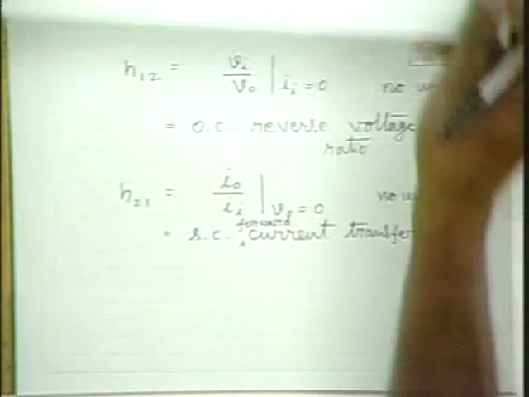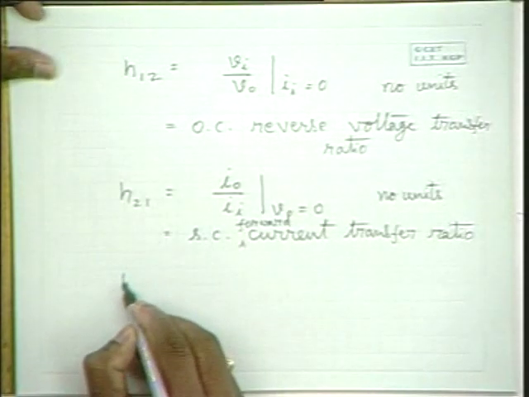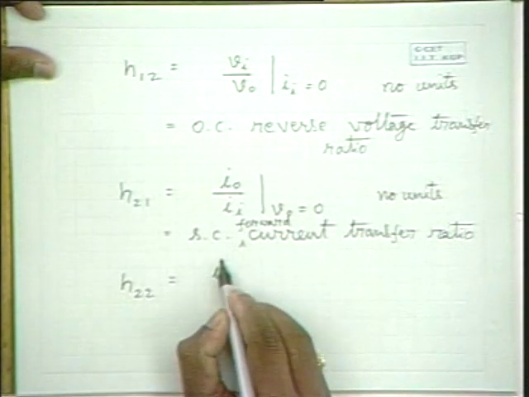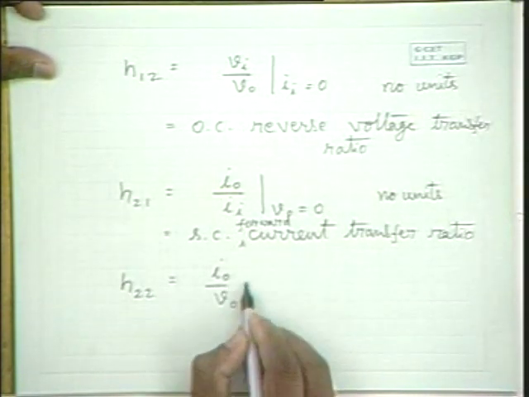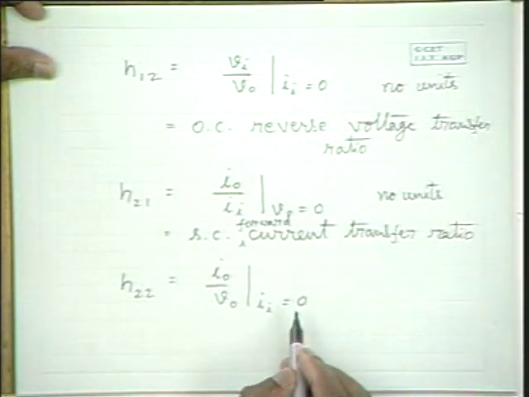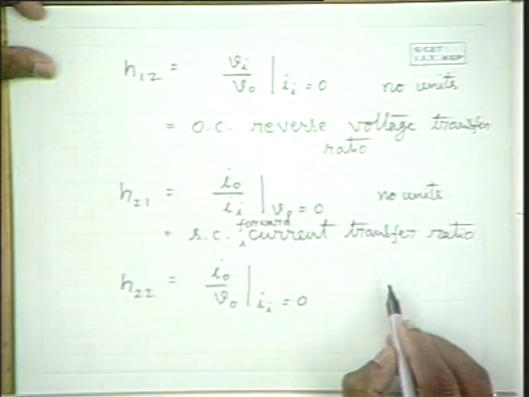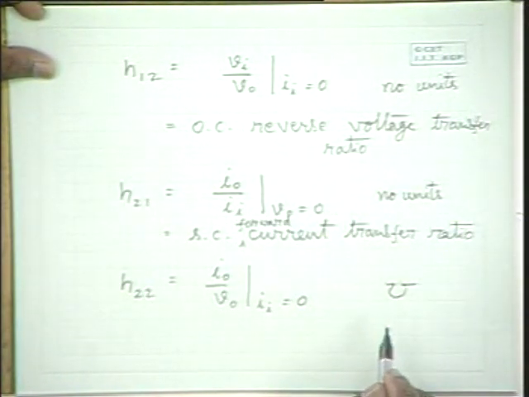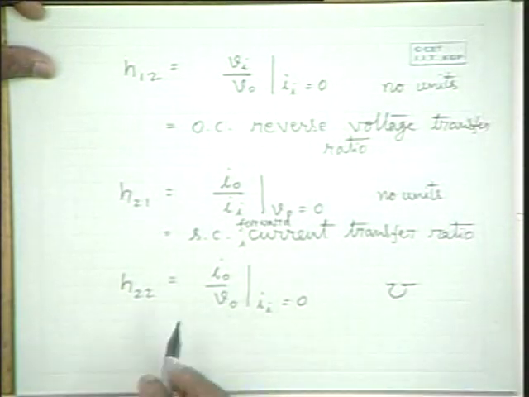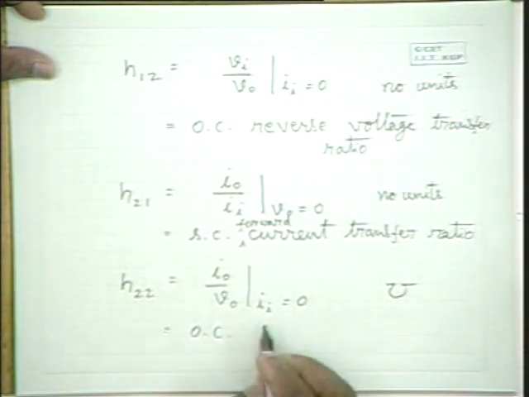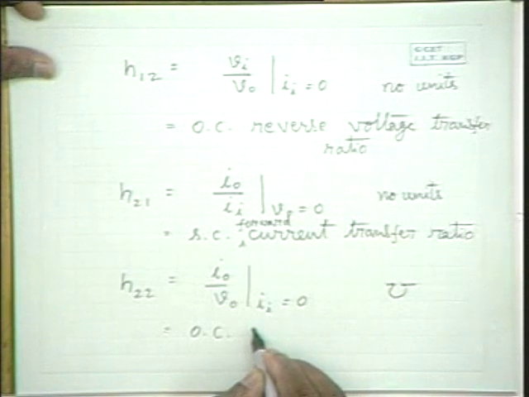Hence, H22 is equal to I0 by V0 when Ii is equal to 0. And the units are mhos because it is conductance or admittance. And this is known as open circuit output admittance.